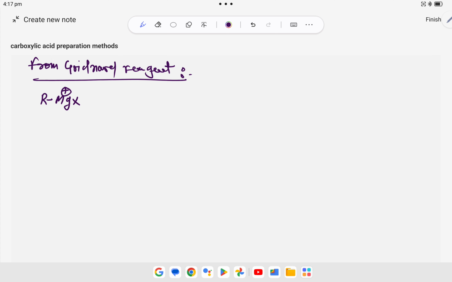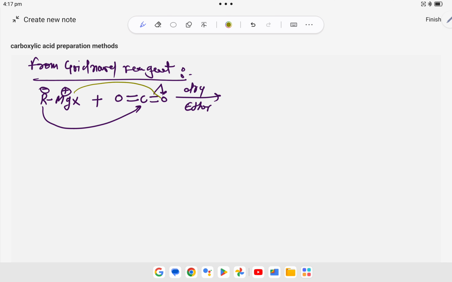RMgX. That is the only species in organic chemistry where alkyl is having a negative sign. It is reacting with carbon dioxide in the presence of dry ether. Then these electrons shifted here, so that the negative part attaches with carbon and the positive part attaches with oxygen. So what we are getting: RC double bond O, O minus, MgX, magnesium positive, oxygen negative.